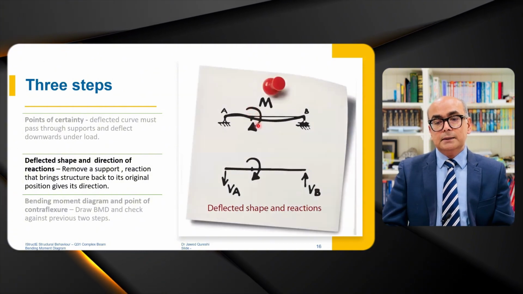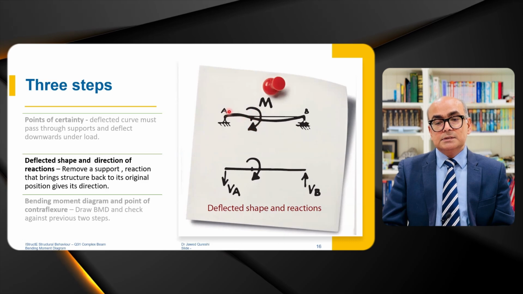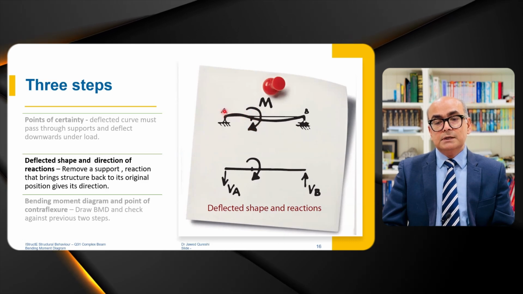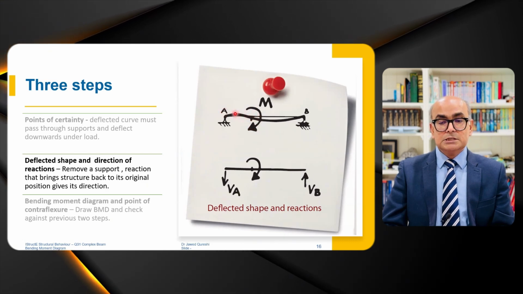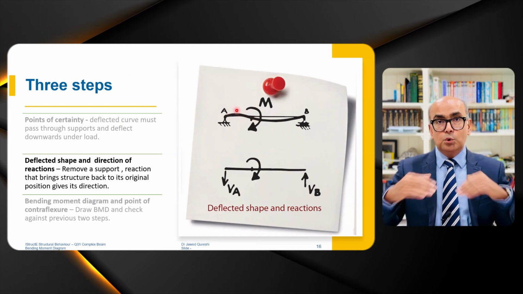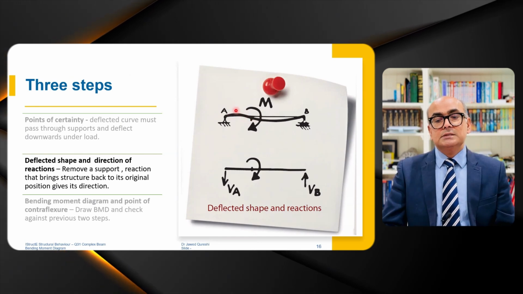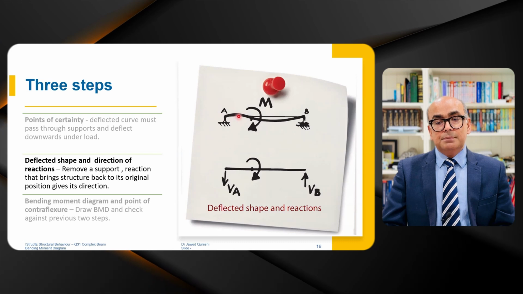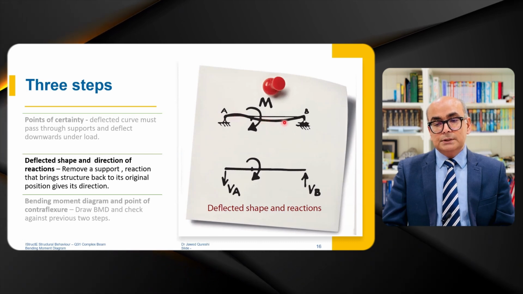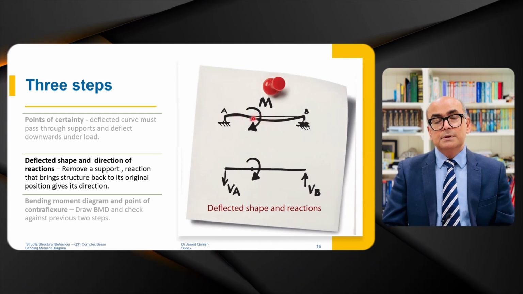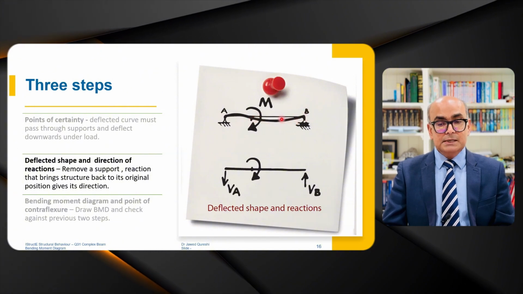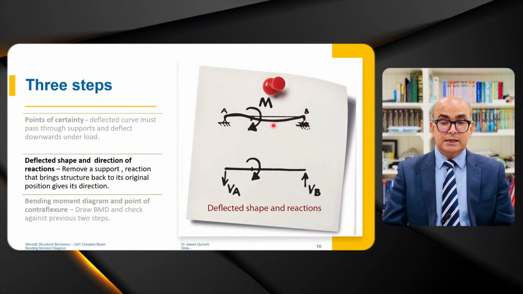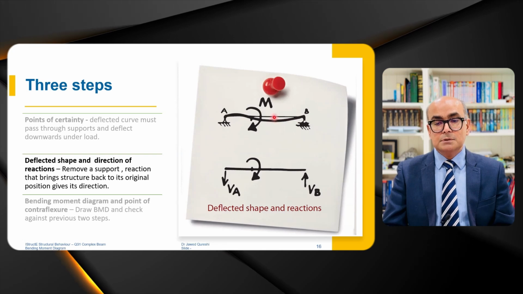When you apply a moment here, see that this portion between A and the point of application is going up. That means that tension is at top and compression at bottom. On the other hand, here between the point of application and B, it is going down or it is sagging. It means tension bottom, compression top.